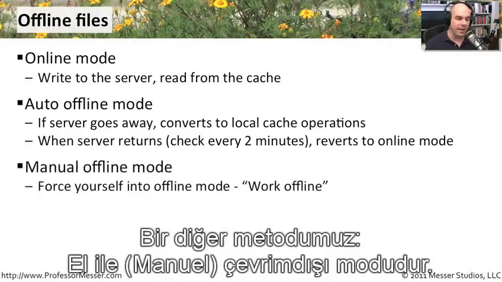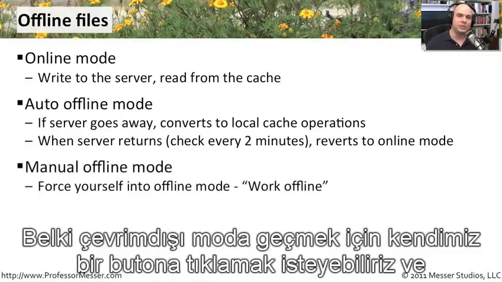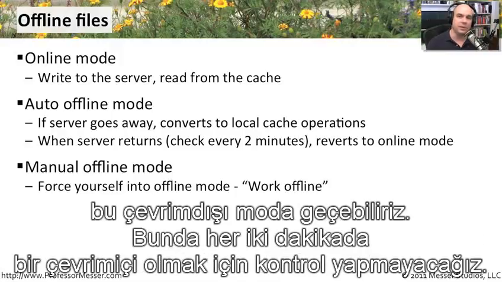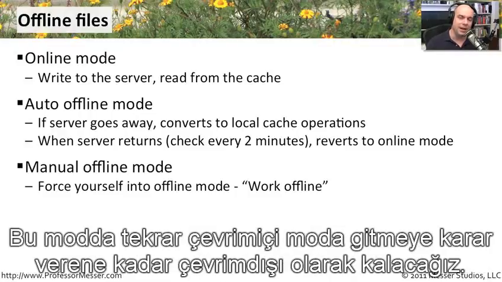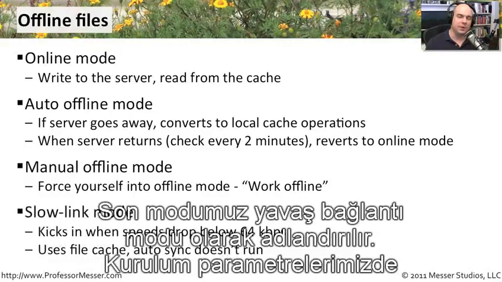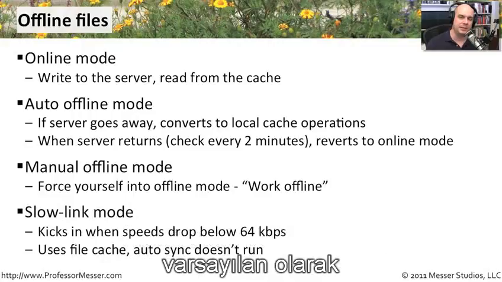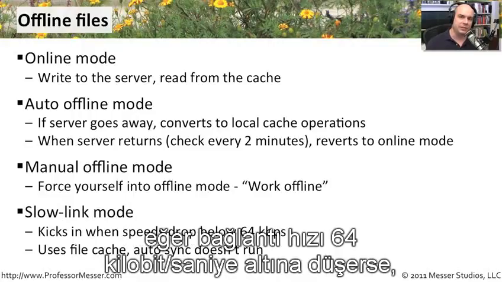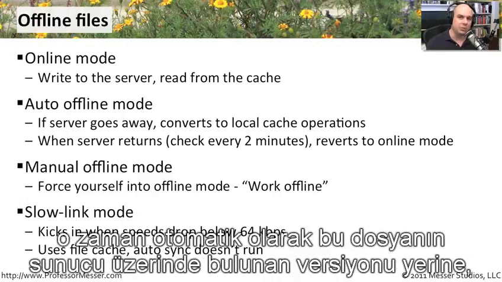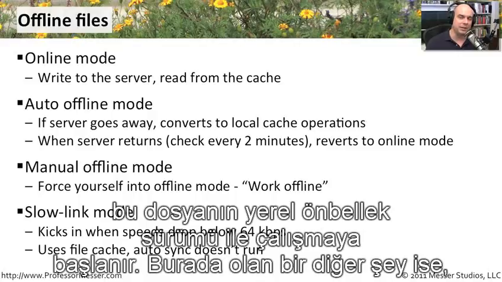There's another method called a manual offline mode. Maybe we would just like to go offline. We can click a button and go into this offline mode. We're not going to check every 2 minutes to see if we can go back online. We're going to stay offline until you decide that you would like to go back online again. The last mode is called a slow link mode, and we set a parameter by default at 64 kilobits per second, and if the speed of the link to that server drops below that number, we will automatically start using the local cached version of that file rather than the one that happens to be out there on the server.